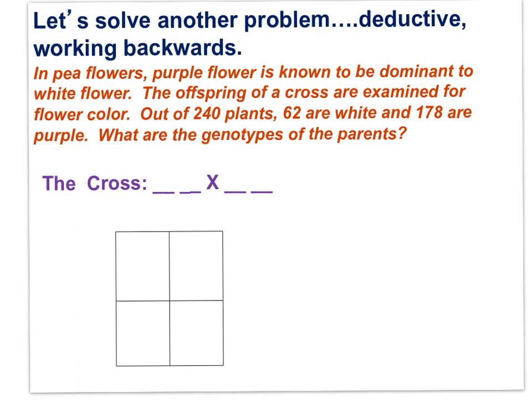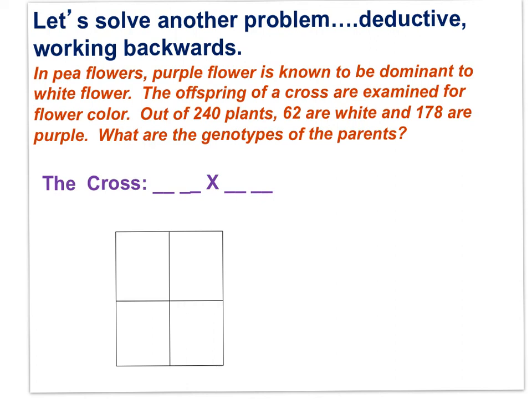In pea flowers, purple flower is known to be dominant to white flower. The offspring of a cross are examined for flower color. Out of 240 total plants, 62 are white and 178 are purple. What are the genotypes of the parents? This is the question. What are the genotypes of the parents?